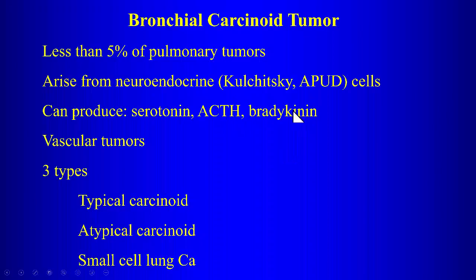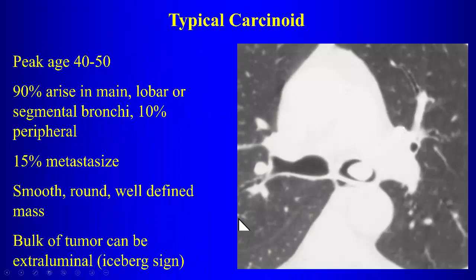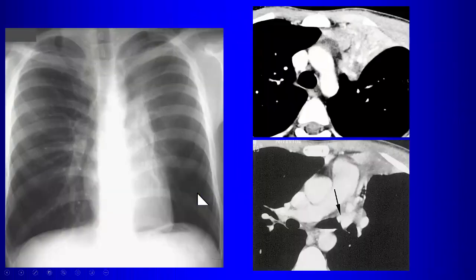So these arise from neuroendocrine cells that can produce serotonin, ACTH, bradykinin, and they're divided into 3 types, typical, atypical, and the more at the very severe spectrum you run into small cell lung cancers. So most arise endobronchially if you're talking about typical carcinoid tumors, although not all of these are benign. About 15% can have metastatic disease, and the bulk of the tumor can be outside of the airway, so that can give you what's called the iceberg sign, where on bronchoscopy they'll see the small component inside the airway, but much of the rest of the tumor might be outside of the airway.